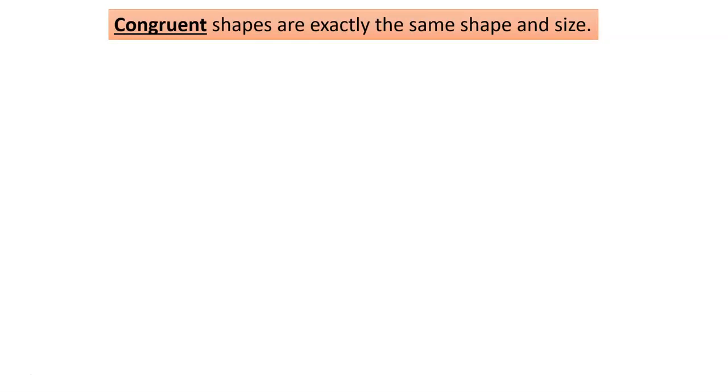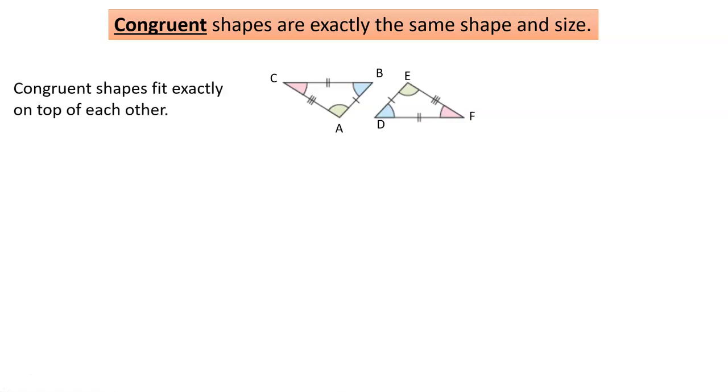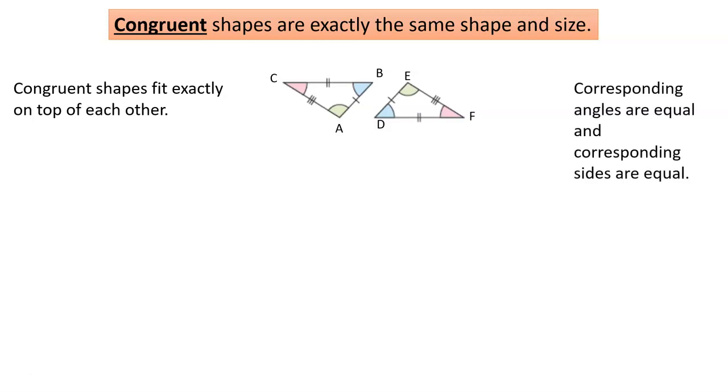Okay, so congruent shapes, hopefully you know this already, but congruent shapes are exactly the same size and shape. For example, these two triangles are congruent. If I label the vertices, I will be able to compare the corresponding angles which are equal and the corresponding sides which are equal. And overall, I can say that the triangle ABC is congruent to, note this 3-line symbol here, triangle EDF.